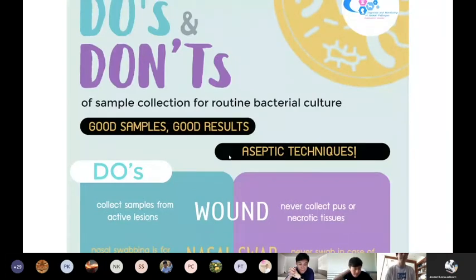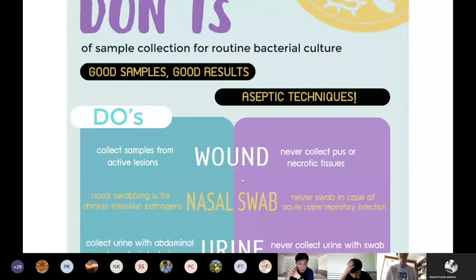So before we go any further, there are two principles for every sample collection. The first one is good sample, good result, because with the correct method and correct sample size, there is more chance to culture the causative bacteria. And the other principle is aseptic technique. Always use aseptic technique because you can prevent contamination from the normal flora or other bacteria from the environment, such as nosocomial bacteria. So here is some of our advice, consider it as a clinical guideline.